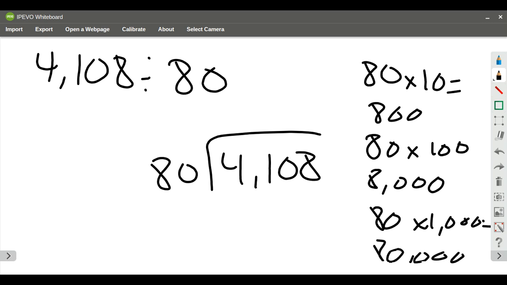So I need to see, if using estimation, where 4,108 fits. So 4,108 is going to fit in between 800 and 8,000. So because it fits in between 800 and 8,000, the first digit is going to be in that tens place value. Okay, so it's going to live right here. But when I look at my number sense, so there's my estimation. If I look at the number sense, I'm going to do 80, and I look, 80 can't go into 4.